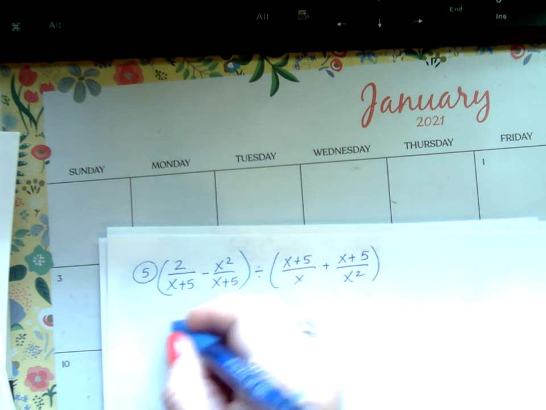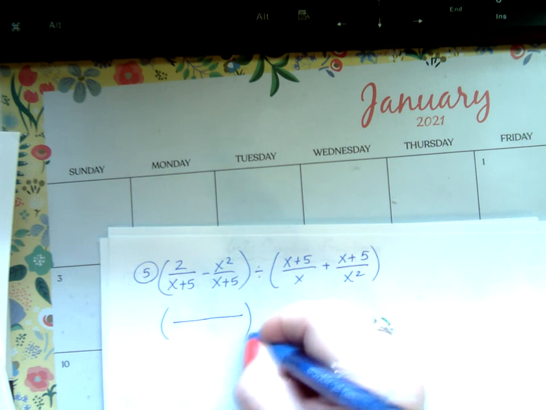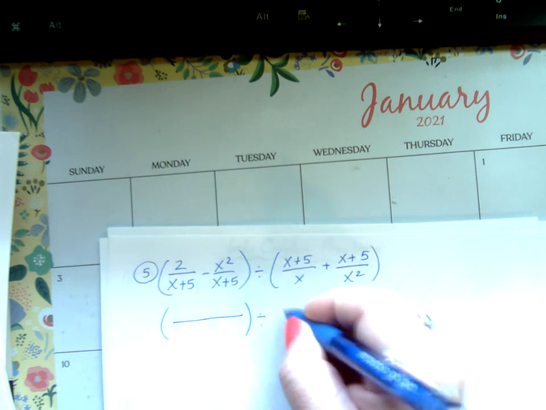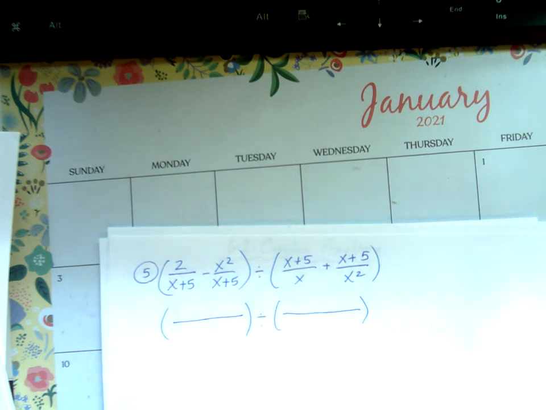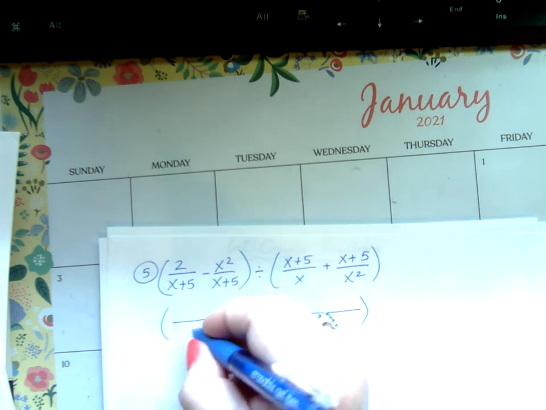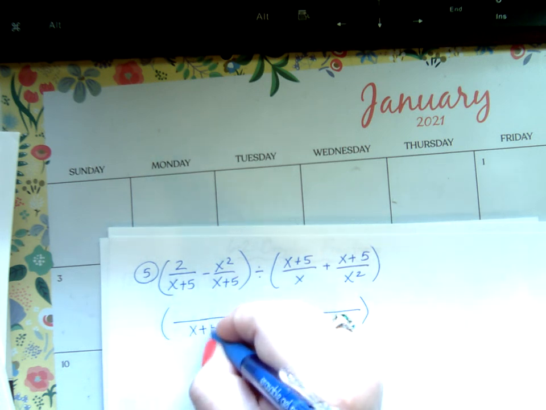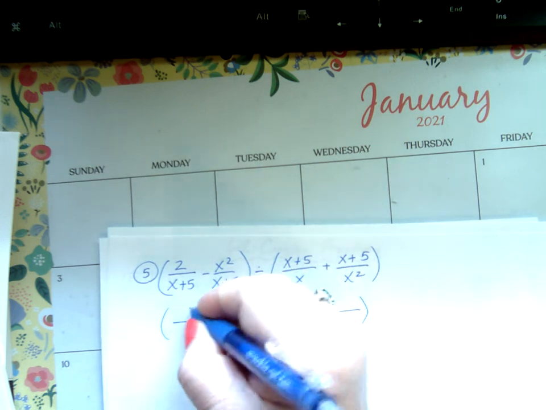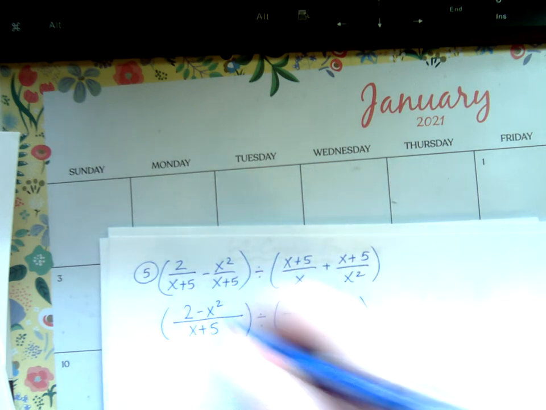Okay, 2 things that I'm trying to divide. I need common denominators in both sets. First one, I do a happy dance because they both have x plus 5s and I'm easy peasy lemon squeezy. Take the numerators, 2 minus x squared.